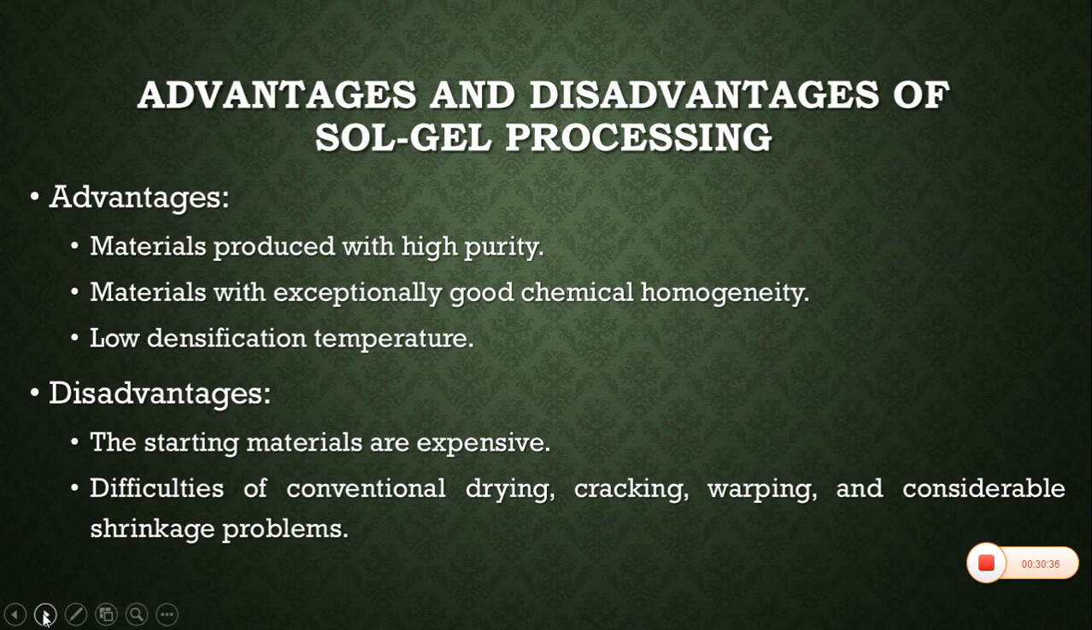While there are certain disadvantages of the sol-gel process, as discussed earlier, the drying process is very time consuming, and it causes certain difficulties: cracking, warping, and considerable shrinkage of the material. Another disadvantage is that the starting materials, the metal alkoxides we use in the sol-gel process, are fairly expensive.